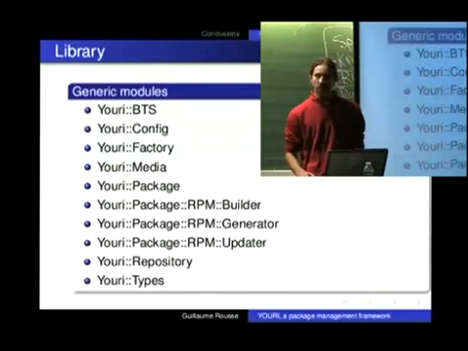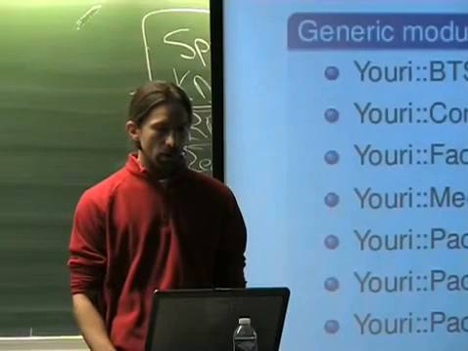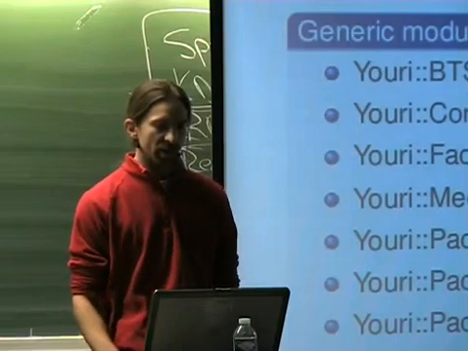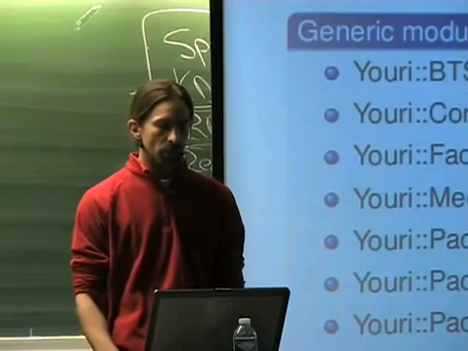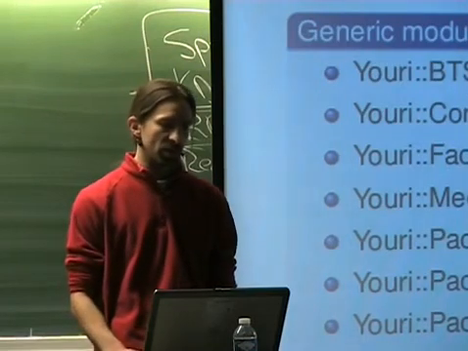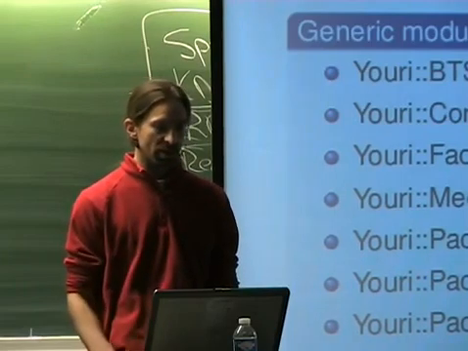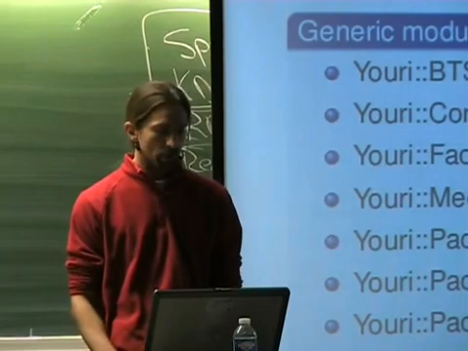A third component of the project is a library, which is a list of per modules, but you get basically some stuff to deal with bug tracking systems. You get some stuff to manage configuration in a similar way between the tools. You get quite an interesting list of packages dedicated to performing various tasks on various package formats such as automatic builders, automatic generators, and automatic updaters for RPM.